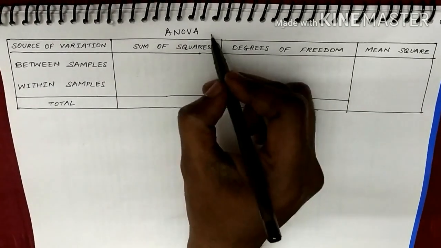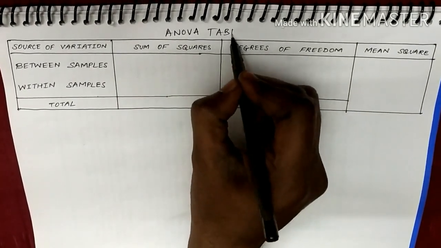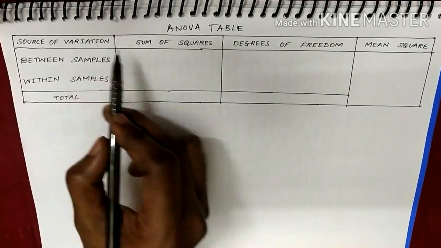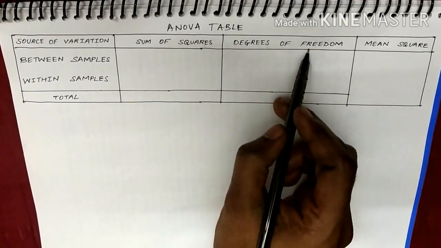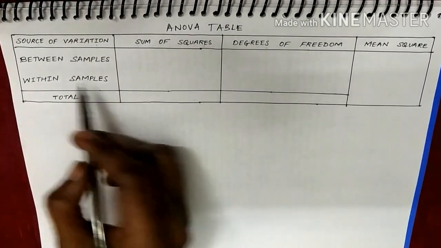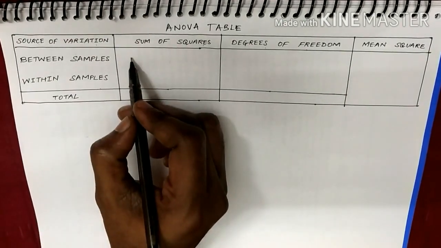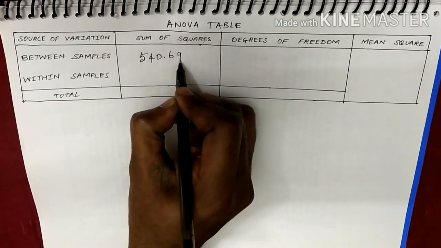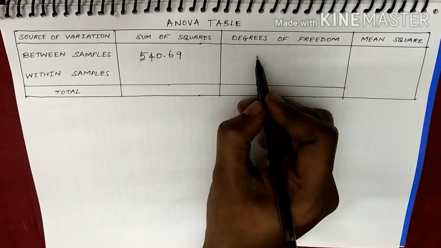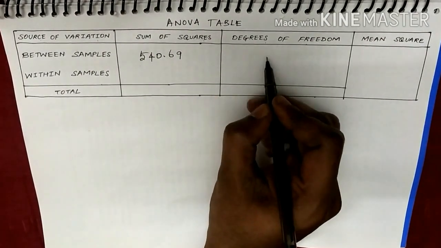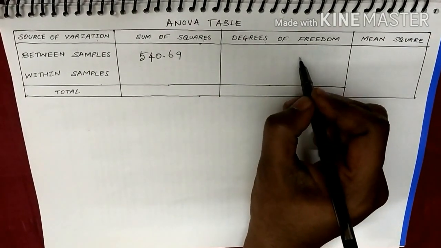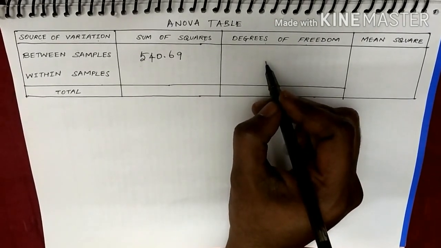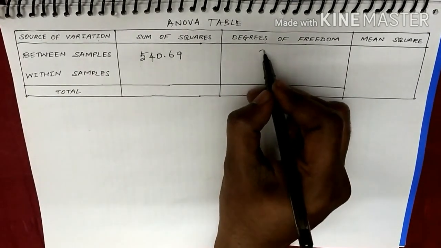We are going to form the final ANOVA table. So this is the table. Source of variation, sum of squares, degrees of freedom, mean square. Between samples, we already got the values: 540.69. So degrees of freedom. The formula is C minus 1. C represents number of columns. There are 4 columns, so 4 minus 1, 3.